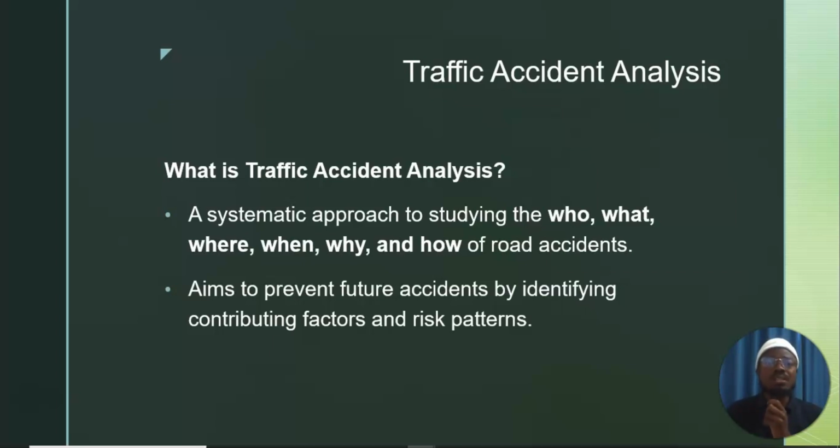So like we said, it is very important to take into consideration when studying traffic accident analysis the who, the what, the where, the when, the why, and how of road accidents. Then the key aspects we also need to look at in this analysis are the data collection, the analysis of the data, the cause identification, and the safety improvement measures put in place.